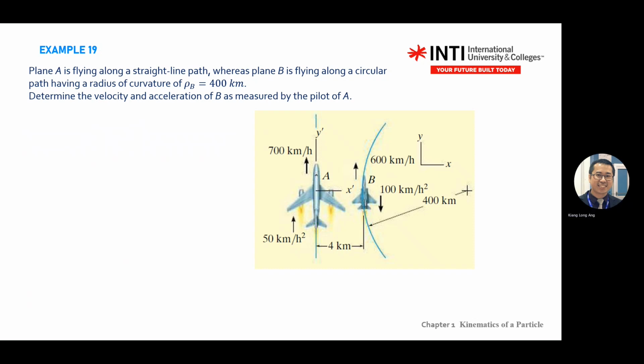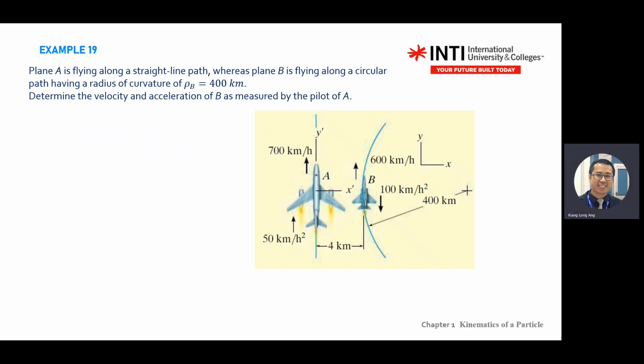In a straight line, 17 kilometer per hour, with B flying along a circular path. When you see a circular path, recall all you learned in circular motion. You need to draw your tangent and normal axes. The radius is 40 kilometer. Determine the velocity and acceleration of B as measured by pilot A.